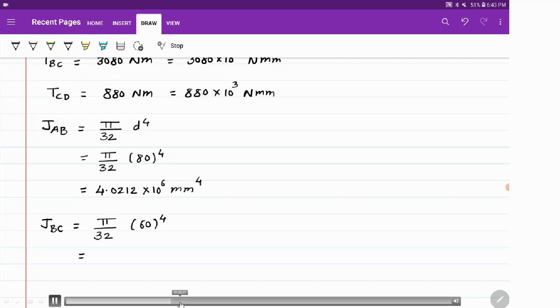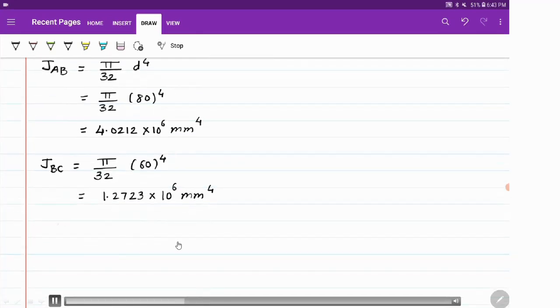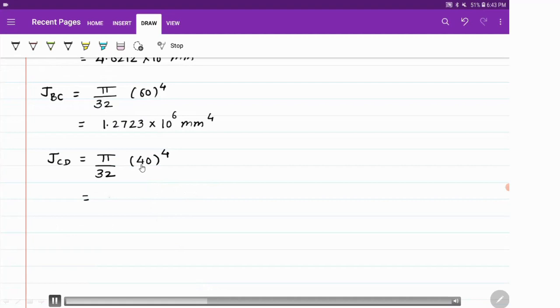Similarly, for BC also, the diameter is 60. So in place of d, substitute 60. So that value comes out to be 1.2723 into 10 raised to 6 mm raised to 4. And then for CD, the value of diameter is 40. So it is pi by 32 d raised to 4. So that value comes out to be 251.33 into 10 raised to 3 mm raised to 4.